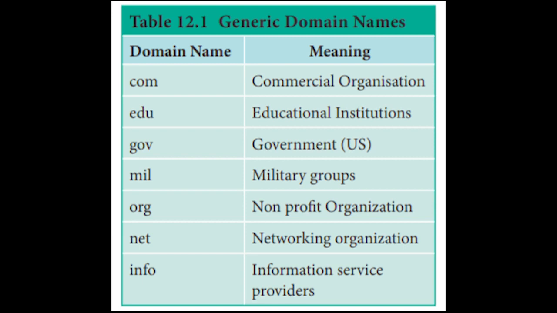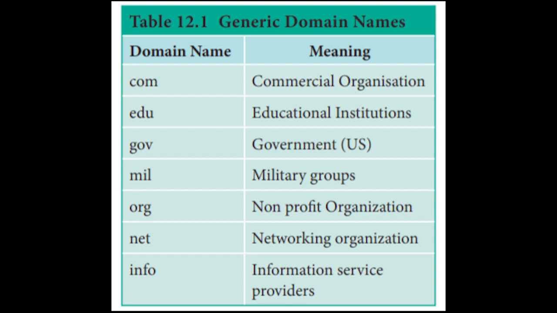Let's continue. They have given a generic domain name table also. We all know .com, .edu, .gov, which we have used. Let's see the meaning of each. .com means a commercial organization. EDU comes for educational institutions. GOV means government. MIL means military groups. ORG means non-profit organization.